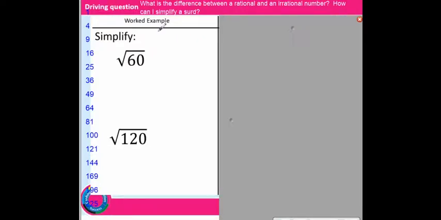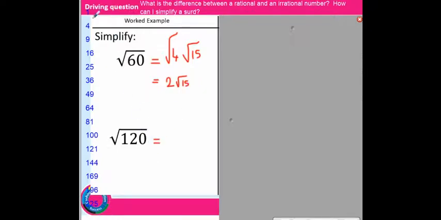So we would write that as root 4 root 15. 4 multiplied by 15 is 60. Root 4 multiplied by root 15 is root 60. Now only one of these numbers is a surd. Which one? Root 15 is a surd. Root 4 goes down to 2 root 15.